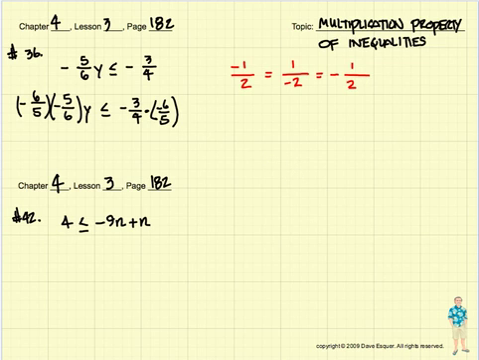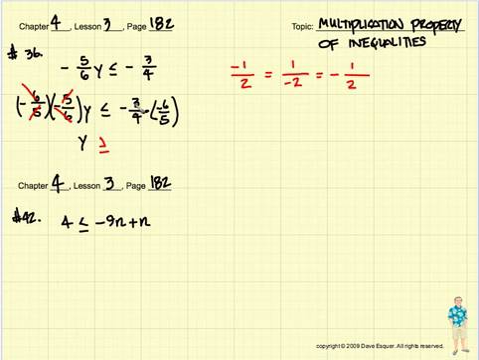Well, this is nice and neat on this side because things will cancel out. That's why I'm using that reciprocal. And negative times negative is positive. So on the left side I end up with y. I'm multiplying by a negative number, a negative fraction. Don't forget, I have to flip the sign of the inequality.